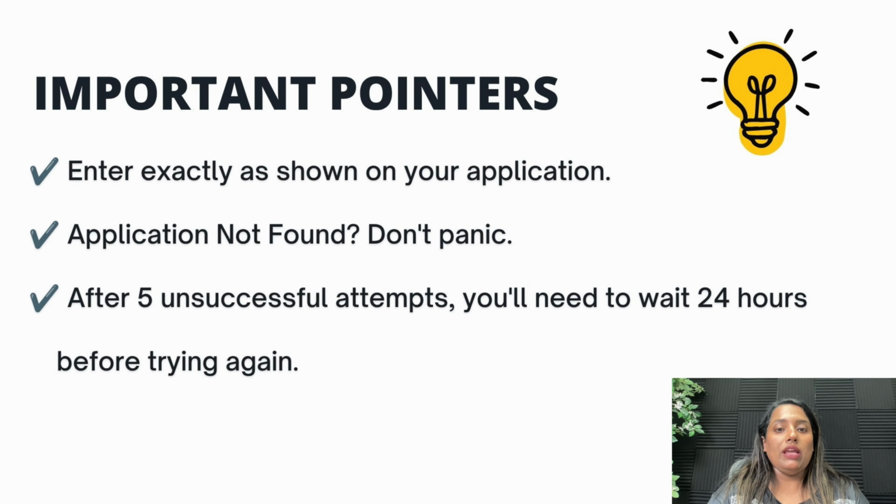So from what we have discussed, what we can summarize is: enter exactly the information shown in your application to link your GCKey account. If the application is not found, don't panic. Sometimes it's not yet time to link it, as I just said. And also understand that after 5 unsuccessful attempts, you will need to wait 24 hours before you try again to link your application to your GCKey account. So please have that in mind and be cautious when you try multiple attempts.